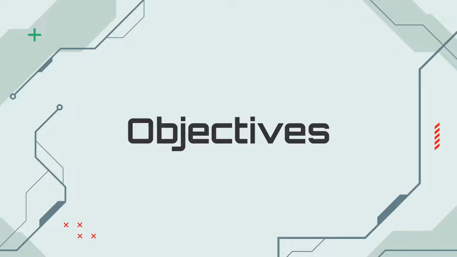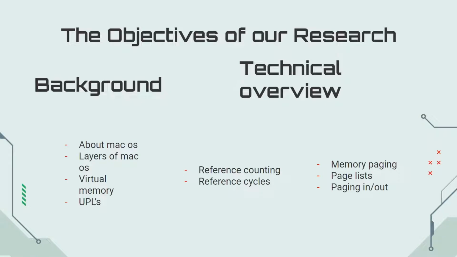I will be going over the objectives of our research, as well as touching on some key concepts that will give you some context for the later parts of the presentation. Here are the objectives of our research. Under background, we have Taylor going over some key topics including the Mac OS, layers of the Mac OS, virtual memory, and the UPLs. You'll learn more about this later in the presentation.